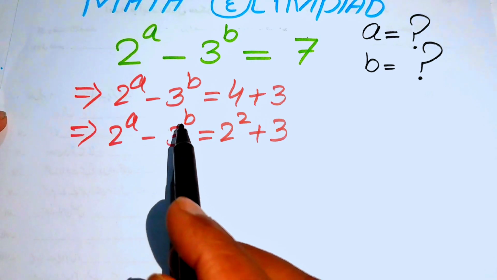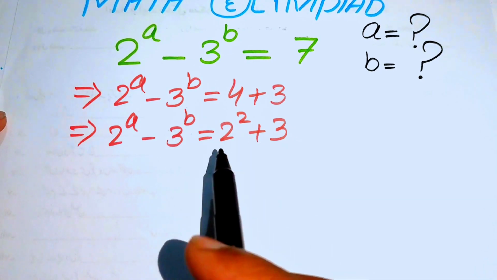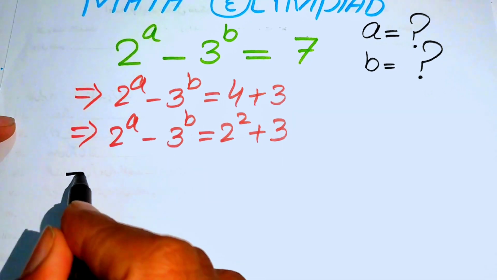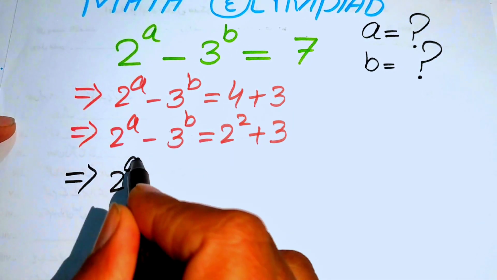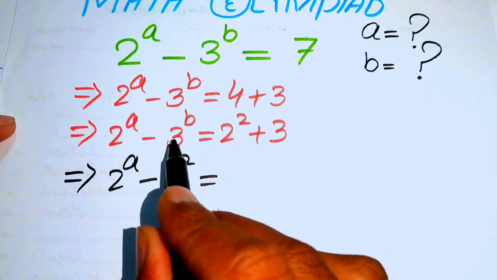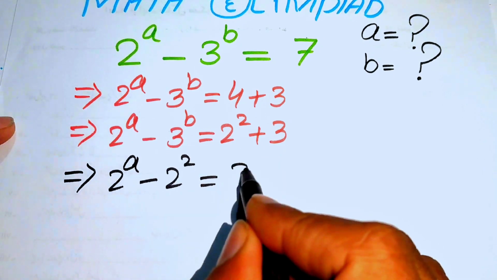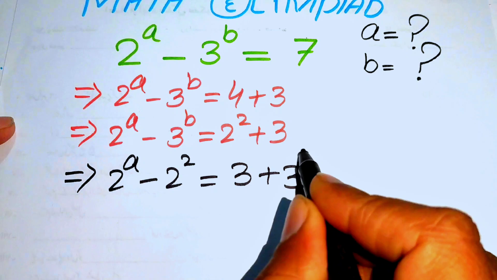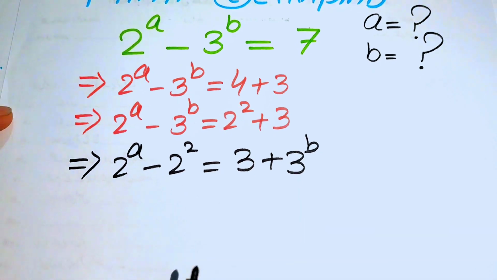So we move this minus 3 to the power of b to the right hand side and 2 square to the left hand side, and it will be written as 2 to the power of a minus 2 square equals, we move this 3 to the power of b to the right hand side and it becomes 3 plus 3 to the power of b.